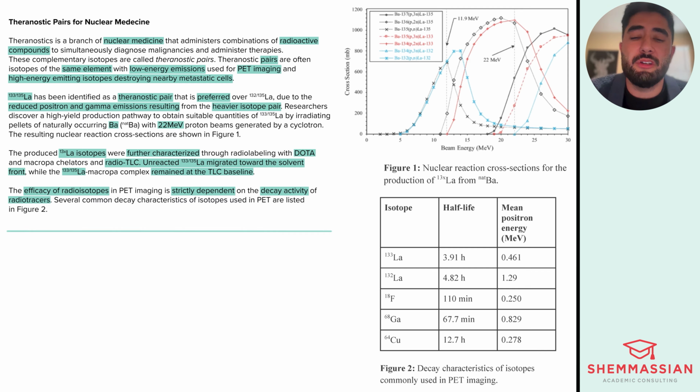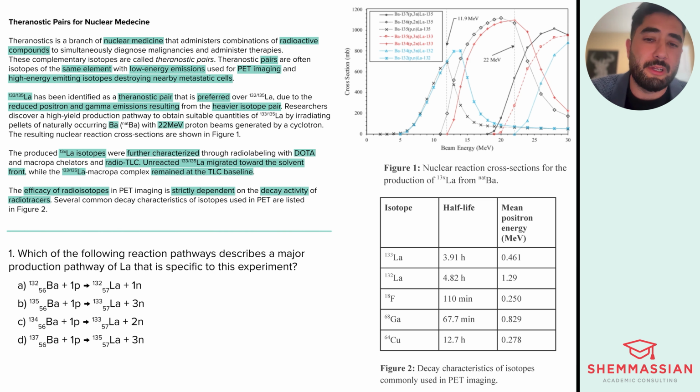Now let's jump into question number 1. Question number 1 states, which of the following reaction pathways describes a major production pathway of lanthanum that is specific to this experiment? And what we always have done is that we look at answer options and we think about different similarities, pairs, and differences.